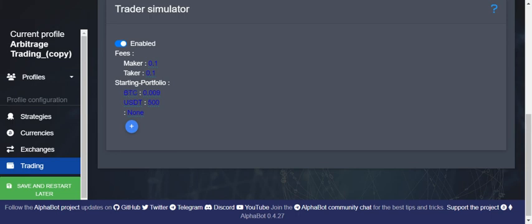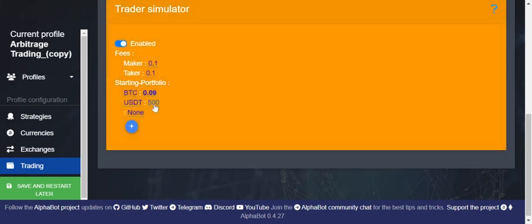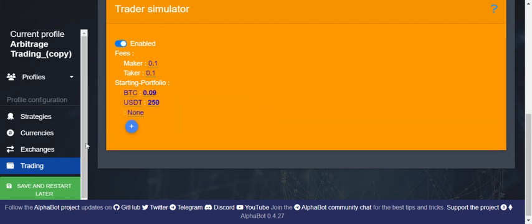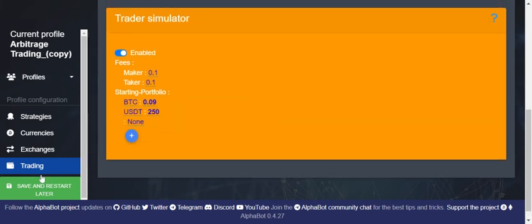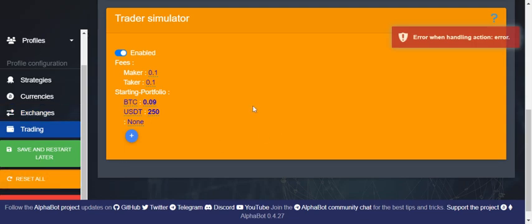Now our starting portfolio is this. We have this portfolio. If we want to change the amount, let's say we want this amount of BTC in our account. It's only in our simulator account, okay. And let's say we want 250 USDT in our simulating account for testing, and then okay. Now save and restart, and then restart all.